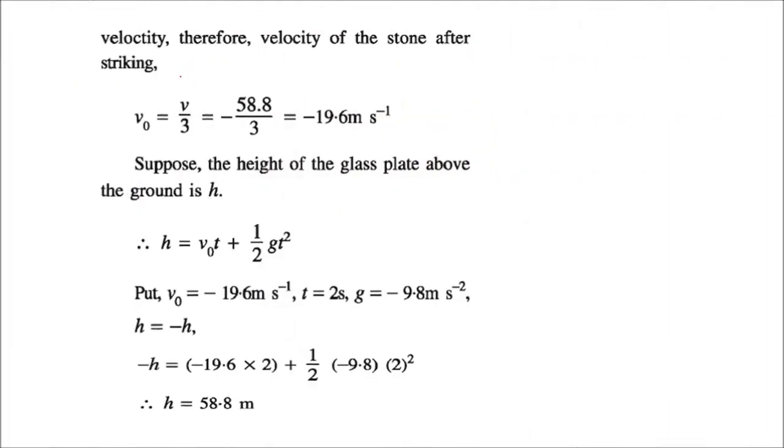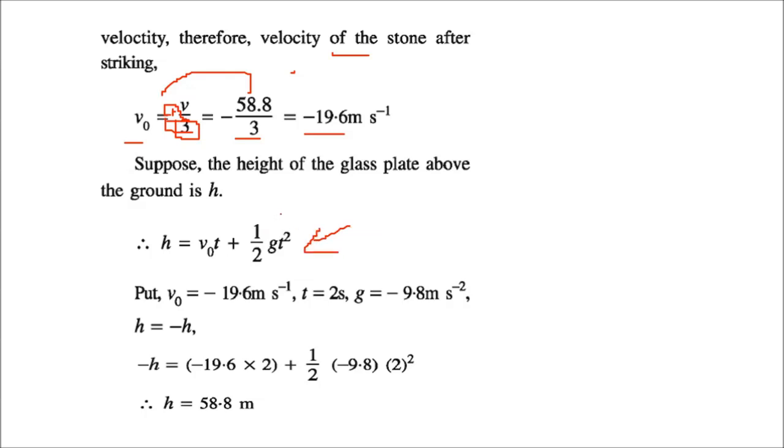That means after striking it, after the strike is over, v0 is just 1 by 3rd of v. This is 1, this is 1 by 3rd. So minus 58.8 is the velocity. What is 1 by 3rd of this? Minus 19.6. Now let us apply the equation again.